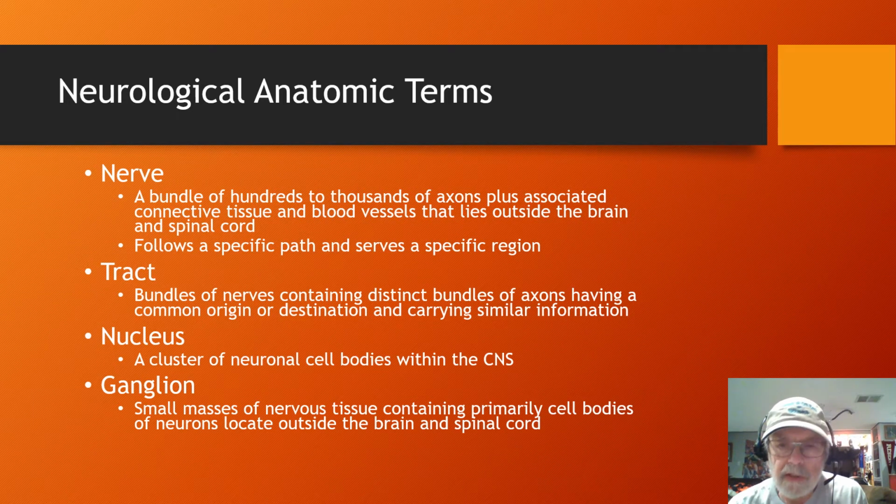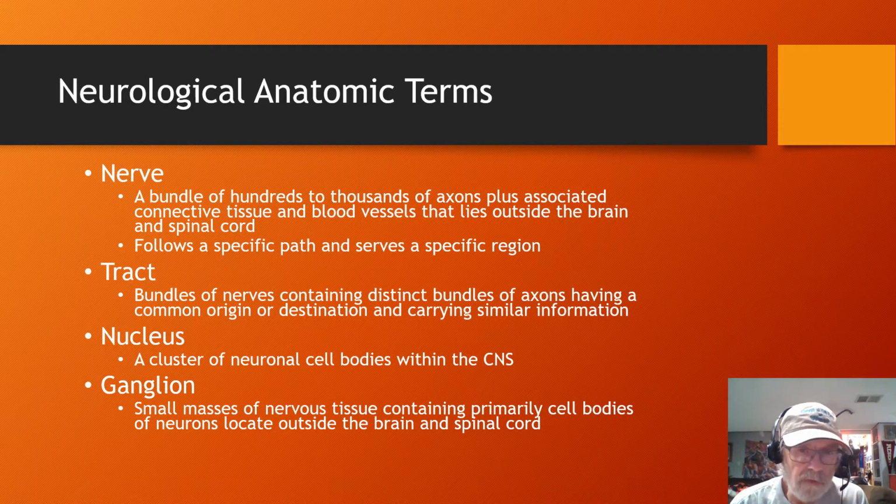First of all, I think we need to understand some anatomical terms in regards to what the nervous system is about. First of all, a nerve. The nerve is a bundle of hundreds of thousands of axons, plus associated connective tissue that's going to hold it together, as well as blood vessels. You've got to remember that nerve is still living tissue, therefore living tissue still needs nutrients and oxygen and everything else that it needs to be able to survive. So there are blood vessels that will actually help to supply the nerve.